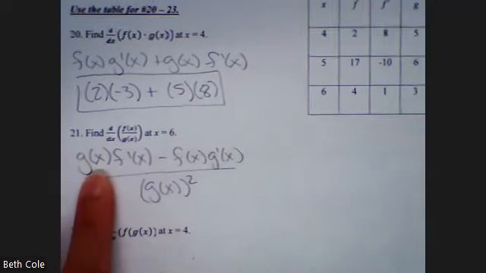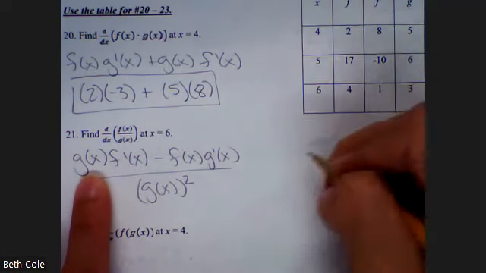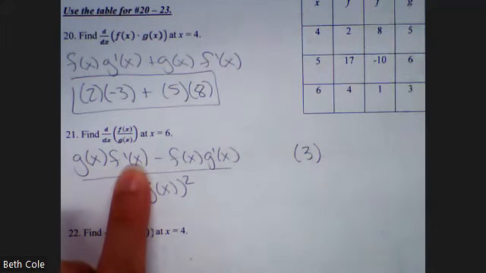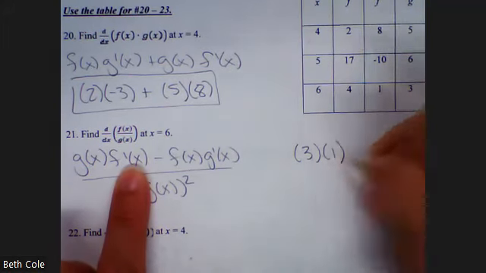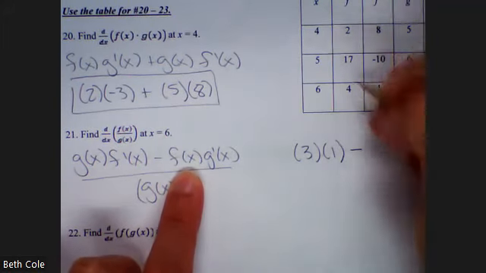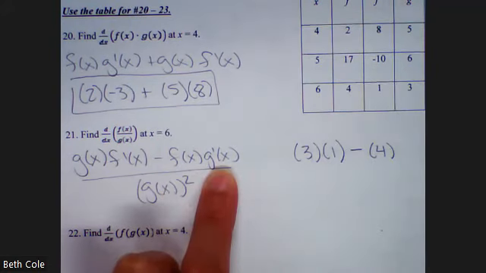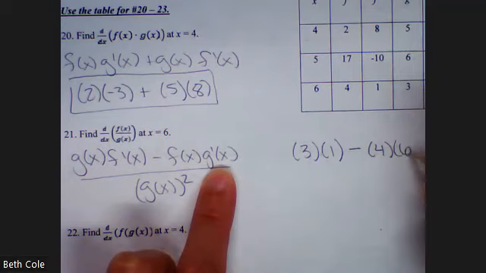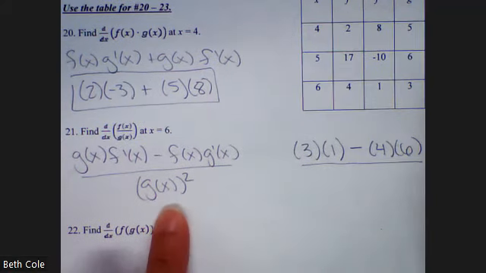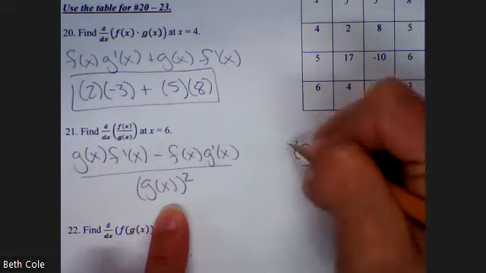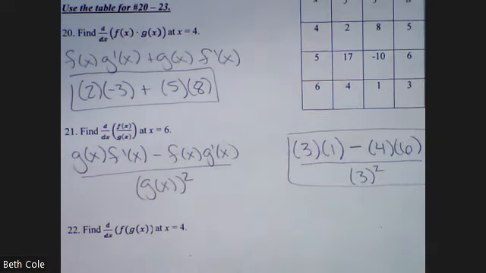6, G of 6. 3, F prime of 6, 1 minus F of 6 is 4, G prime of 6, 6 over 3 squared. What do you do to that? Nothing.